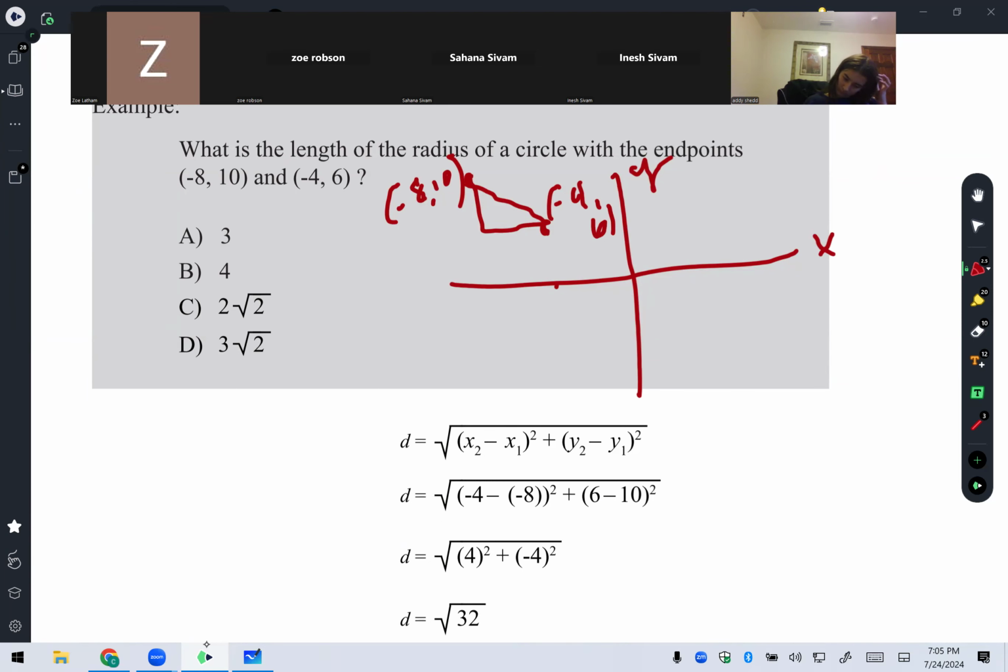So the distance between the x's, -8 and -4, is 4. The distance between 10 and 6 is 4. And next week we're gonna learn it'll just be 4 square roots of 2. But that's the whole diameter, right? Not the radius. So I need the radius, so I have to divide it by 2.